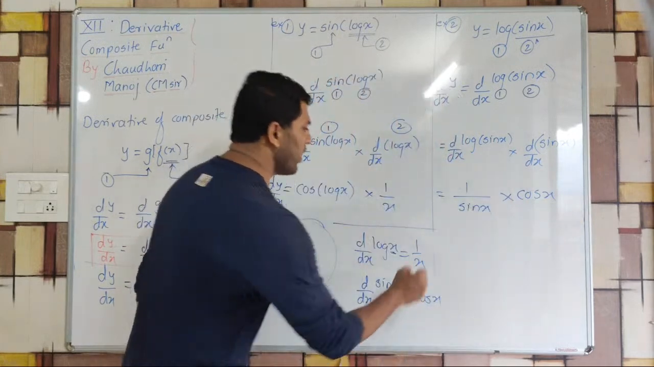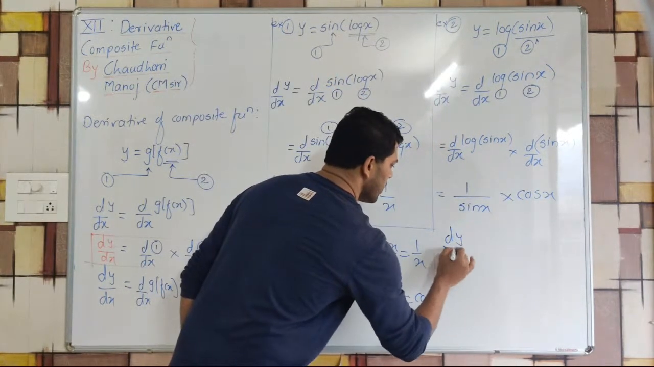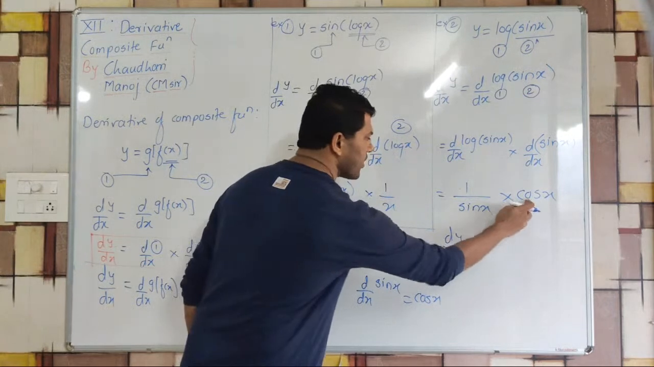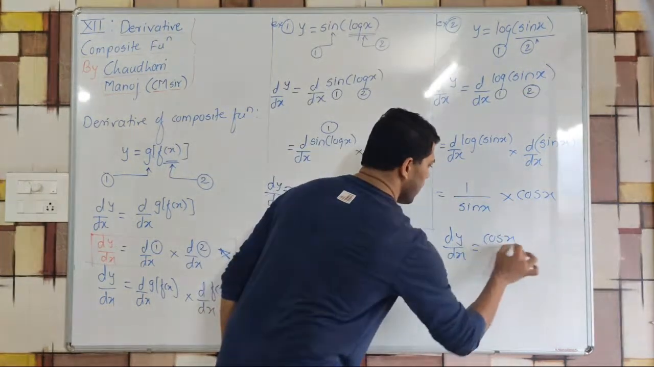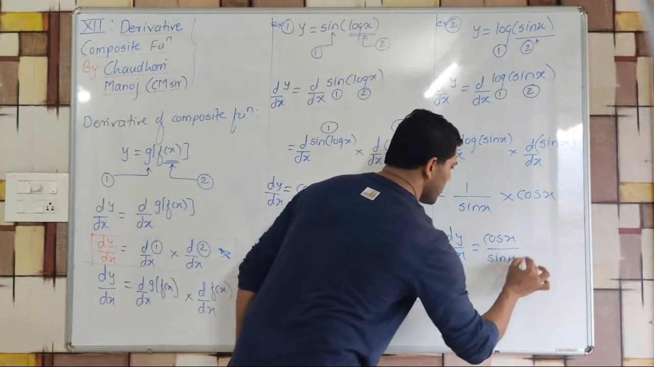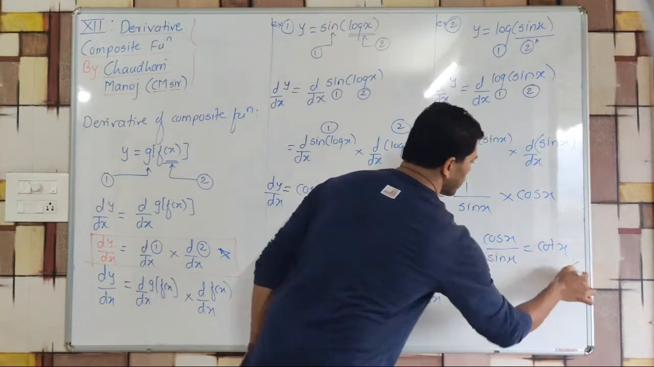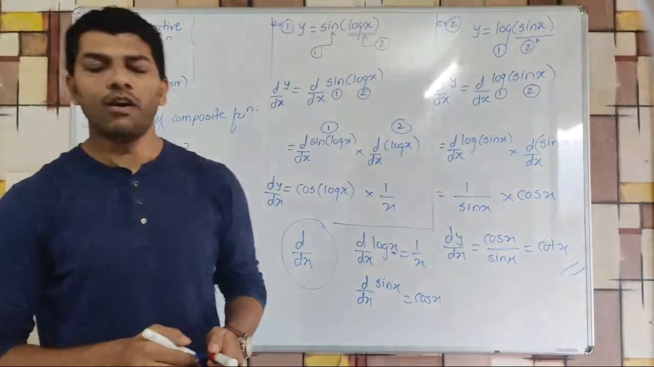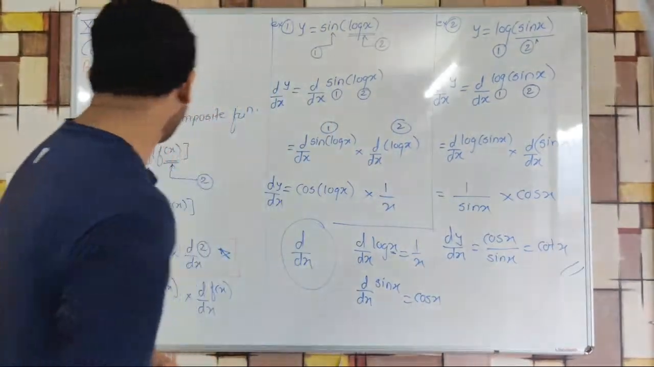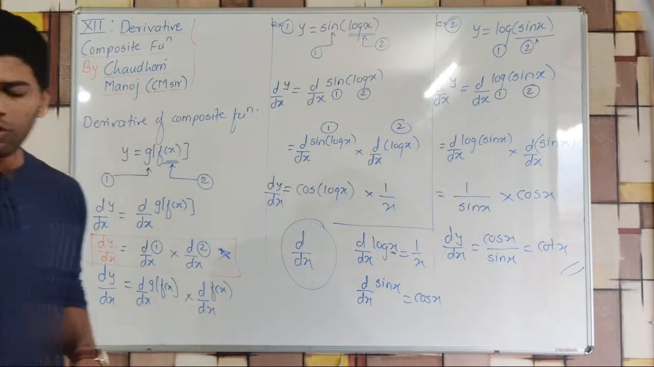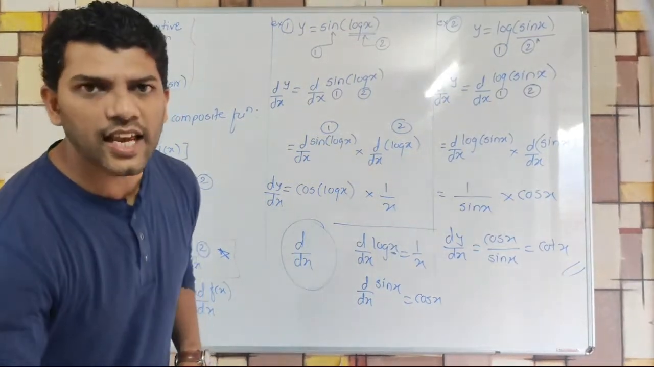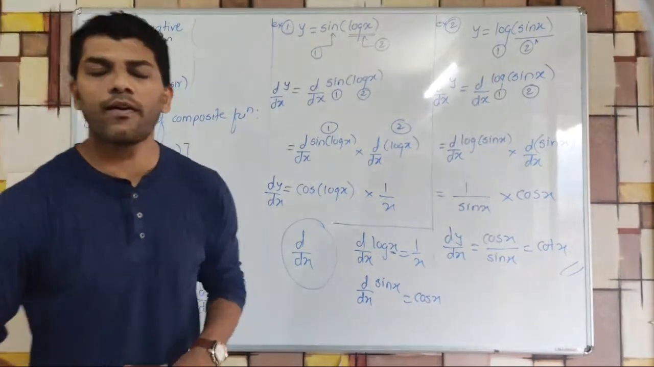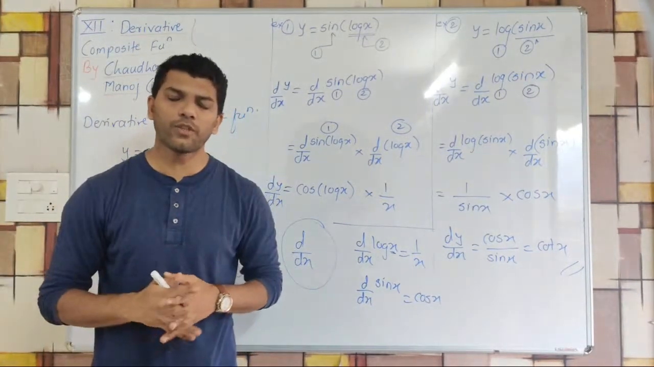Here we got the final answer for this problem. This dy by dx is cos x divided by sine x, and you know that cos x by sine x is cot x. So cot x is the final answer as a derivative of this composite function. So I hope you understood exactly the concept of finding the derivative of the composite function.